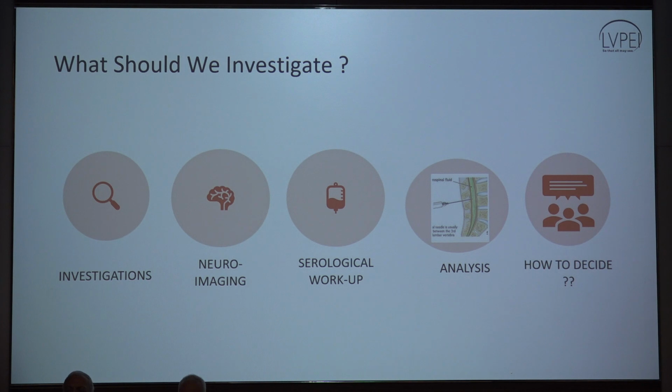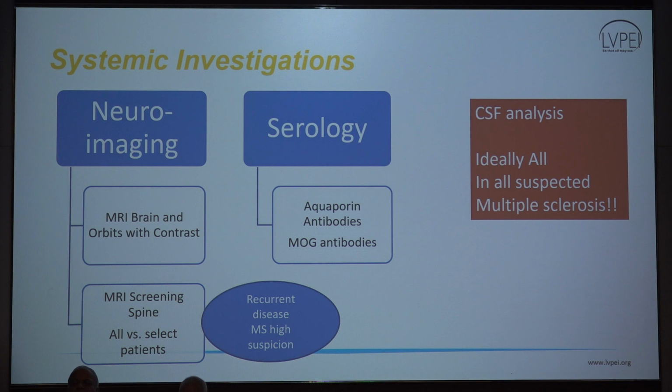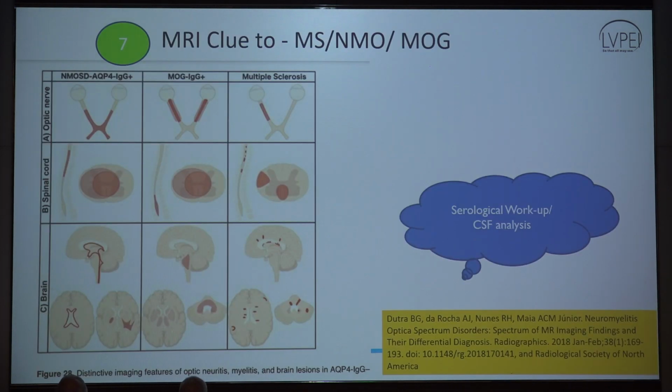But what is very important, what is a systemic workup? You need to get a neuroimaging, ideally serology and CSF analysis for all. But do we have some clues? Do we skip this a bit? So we'll come to it through this slide. The most important investigation I think all of us obtain is a MRI. The most important thing over here is to understand how the MRI can give us clues to the underlying etiology.